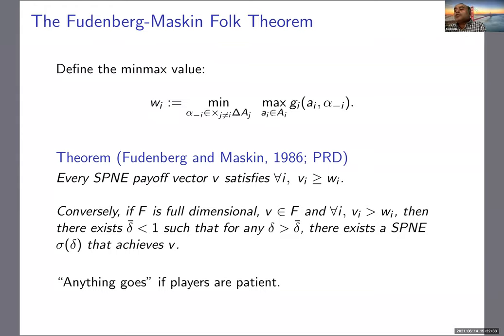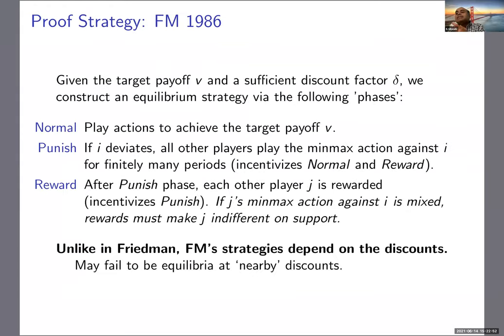So imagine J has two actions, left and right, and left is always better for J. Then if J plays more left, then you need to give J a slightly lower continuation payoff. How much lower? You have to calibrate it exactly such that it cancels out the left-right gap, right? It has to be exact. And that calculation has to be done using the discount factor. Okay, so this immediately makes us suspect maybe there's a problem. Maybe this is not going to be an equilibrium at nearby discount factors.